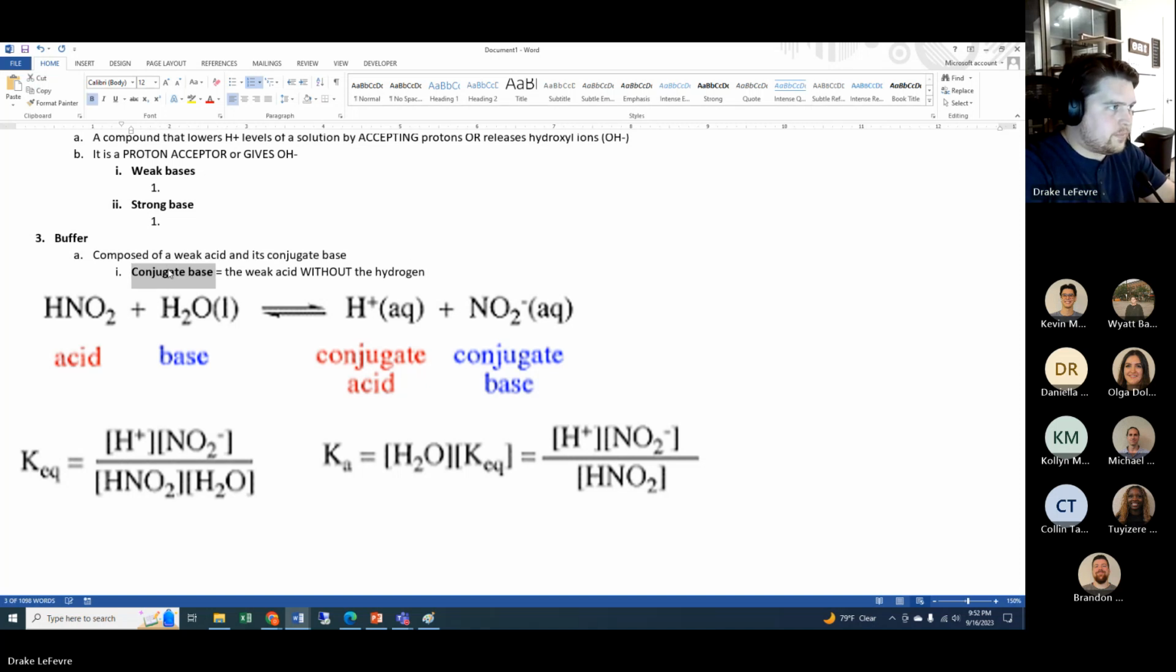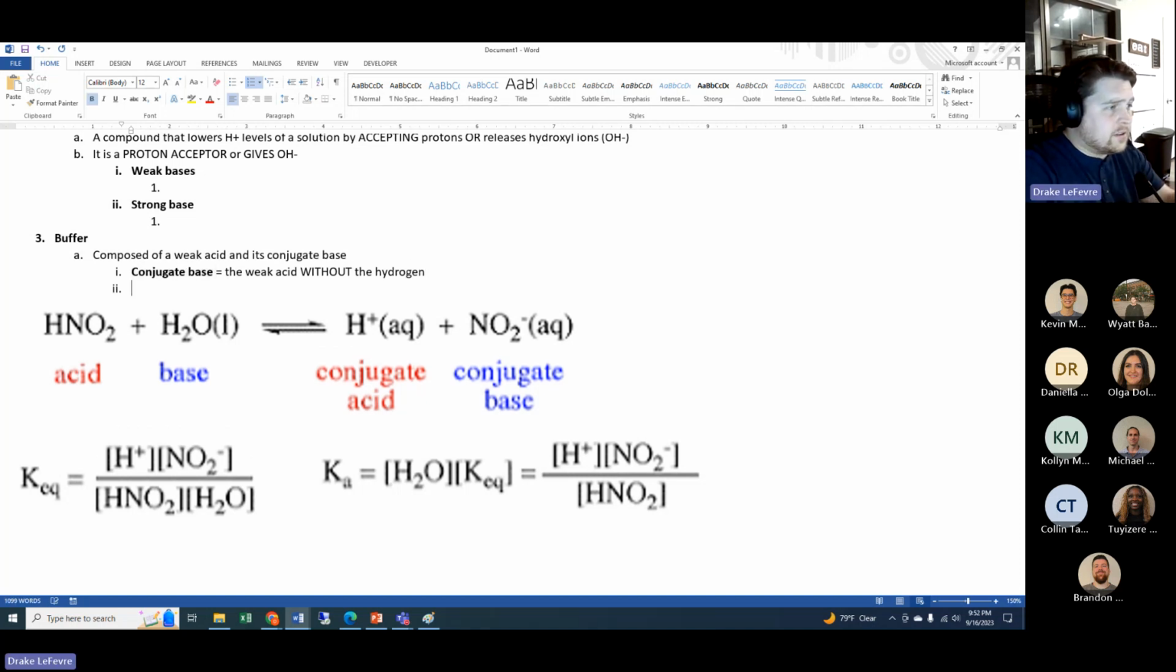Okay. Any confusion with that? I'll take the silence as a no. So the weak acid without the hydrogen, so the hydrogen has been removed once it's put into the liquid, that is its conjugate base. So a buffer system is a weak acid and the conjugate base kind of working together.